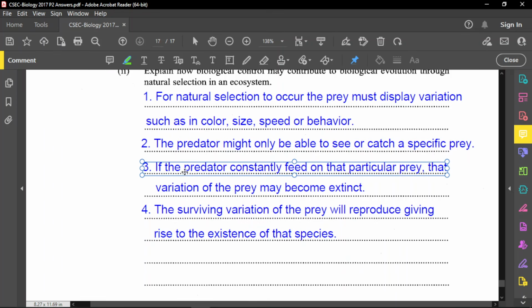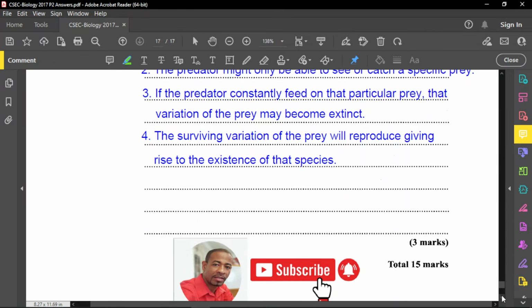The next point to make is that if the predator constantly feeds on that particular prey, the one that it can see or catch, then that variation of the prey may become extinct. The next point to note is that the surviving variation of the prey will reproduce, giving rise to the existence of that species. So over time, you're only going to see that particular species in that habitat, ecosystem, or environment.